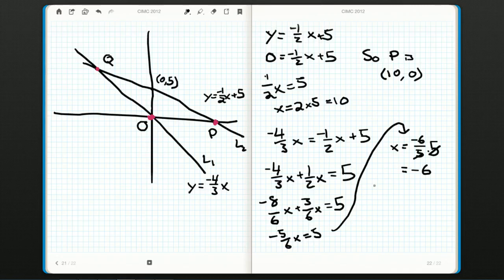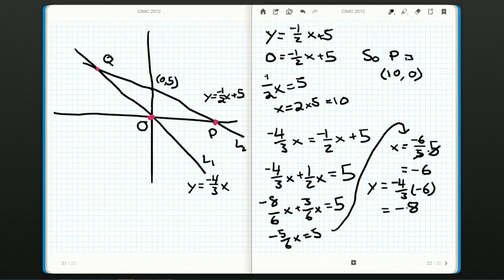Alright, so now to calculate y, we plug in our value of x into either line. Doesn't matter which. I'm going to work that out. We get negative 8. Oh, no, not negative 8. Silly me, we get positive 8. The two minus signs cancel. So we get 24 over 3, which is just 8. Does this also make sense? Well, yes, Q looks like it has a positive y value, the way we're looking at it.